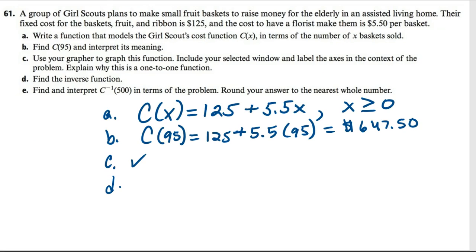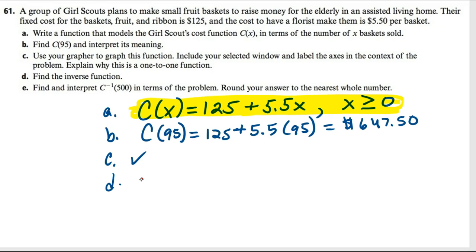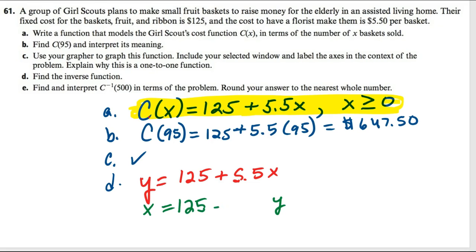Now let's find the inverse function. Okay, so we're looking back at our function in part A. We're going to replace c sub x with the letter y. So this is our original function. Now for my inverse, I'm going to swap the x and the y. And I'm going to fill in everything else. So you can see our y became an x and our x became a y. This is my inverse function. I just now need to solve for y.